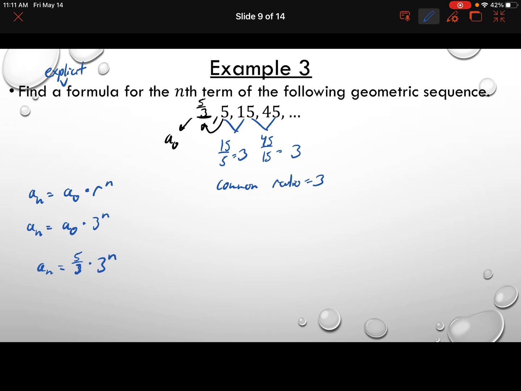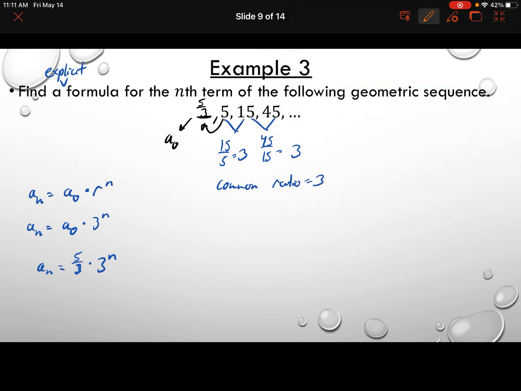So let's see, does that work? Well, let's test it out. The first term is 5. So let's plug in 1. So 3 to the first power is 3 times 5/3. So let's see, that's 15 over 3. 15 over 3 is 5, so that works. What about the second term? Second term is 15, so let's plug in 2. 3 squared is 9, because 3 times 3 is 9. So let's see, 9 times 5/3 is 45 over 3. 45 over 3 is 15, so that works.